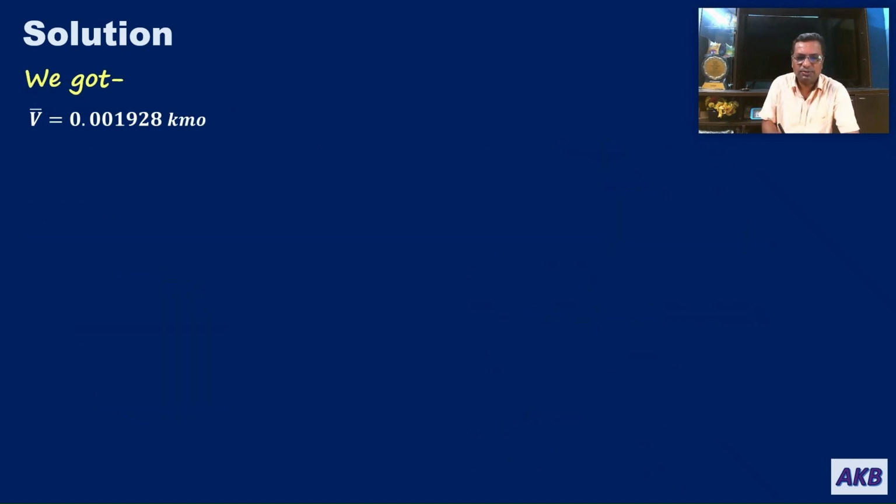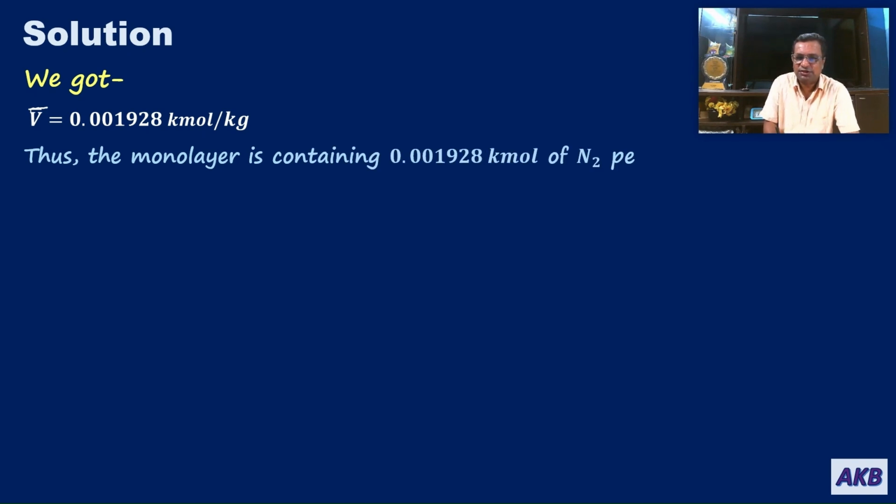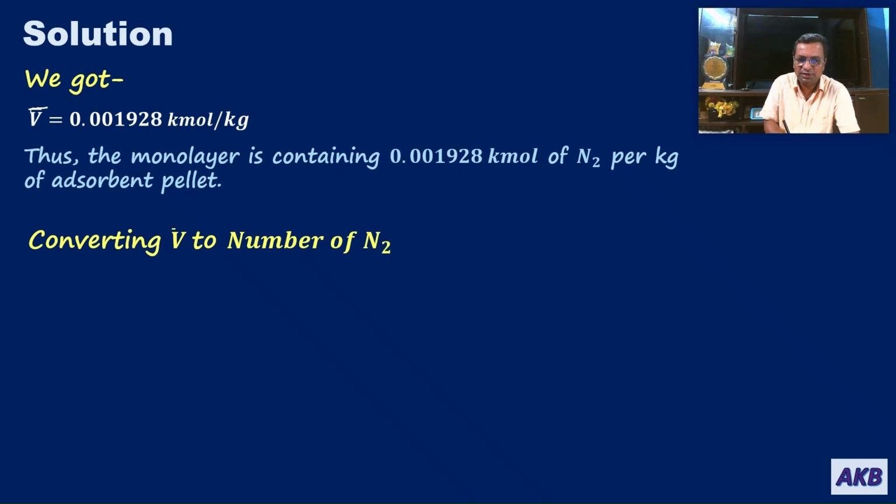We got V bar as 0.001928 kilomole per kg. That means the monolayer will contain 0.001928 kilomole of nitrogen per kg of adsorbent pellet. Now let us convert V bar from kilomole per kg to number of N2 molecules per kg.